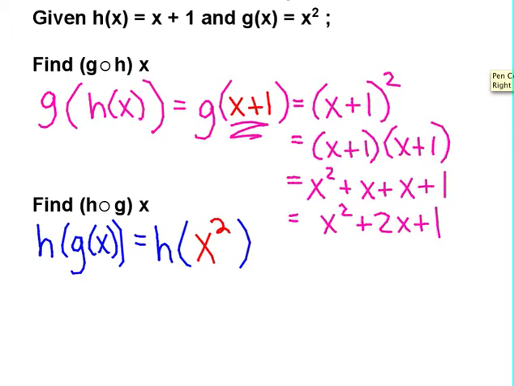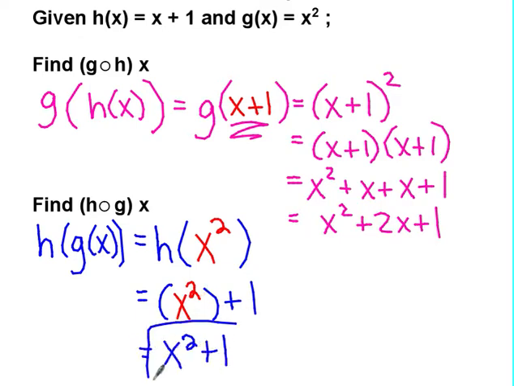Well, what does the h function do? It takes something and has 1 added to it. What's the something? The something is x squared. Now, x squared and numbers, they're not like terms, so we're going to have to let it be x squared plus 1.